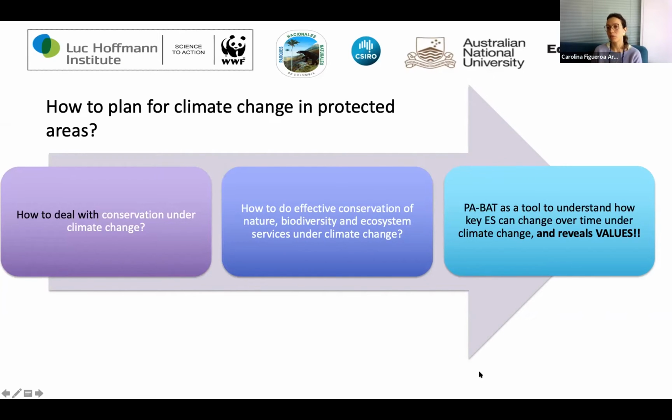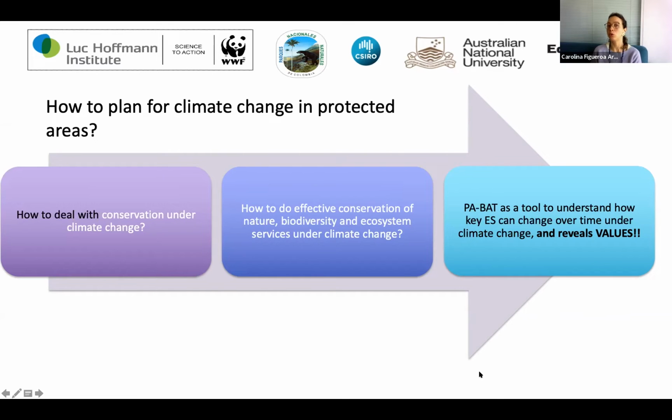One of the things we realized that was very important is to understand how ecosystem services and protected areas values are going to change over time because of climate change. And this led us to use the PA-BAT. Of course, Nigel was part of the team at the time. Cassandra has done this amazing work in developing the PA-BAT over the Adrian region. So we had lots of information and experience on using this tool, and we said, okay, let's do it.